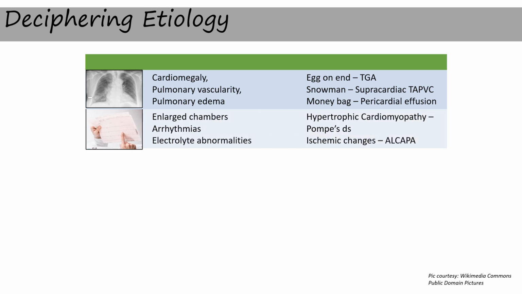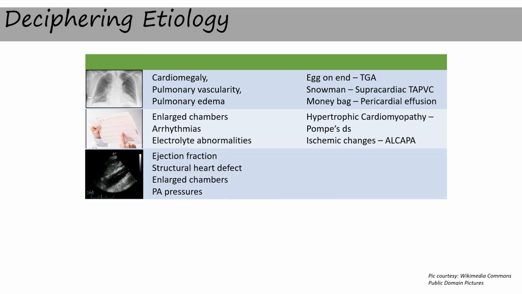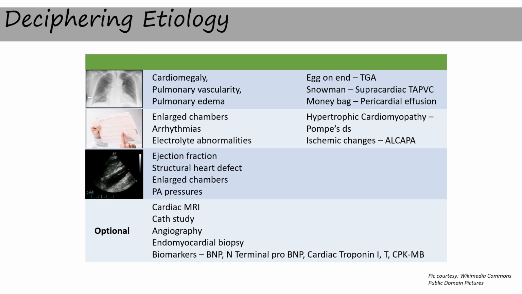Then an ECG, a bedside ECG, is also important because it helps us to look for enlarged chambers, arrhythmias, and common electrolyte abnormalities. Hypertrophic cardiomyopathy is, for example, seen in Pompe's disease, and ischemic changes are characteristic of ALCAPA. Then an echocardiogram helps us to look for ejection fractions, structural heart disease, enlarged chambers, and pulmonary artery pressures. Some other optional investigations include cardiac MRI, cardiac catheterization studies, angiography, endomyocardial biopsy, and biomarkers, which I had already described in the emergency room investigations.